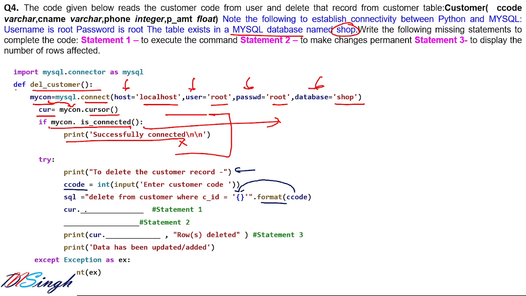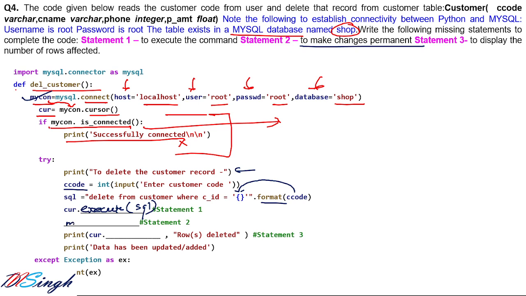Now our job is to write here what? execute. Inside execute we pass this query, and this query will be delivered to the MySQL database and the result will come out. Next, at statement 2, what they actually want is to make the changes permanent. How can we make the changes permanent? Using the commit function. Which object is used to call the commit function? The connection object. So what is the name of the connection object?